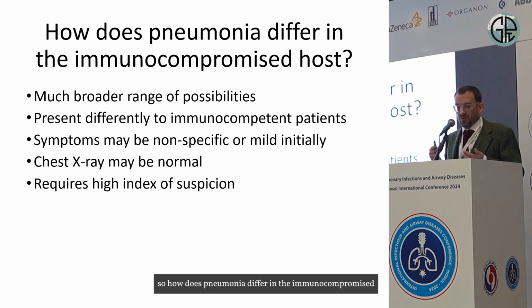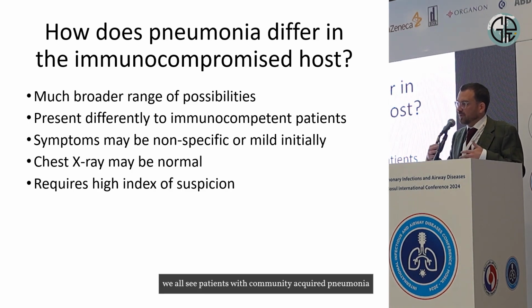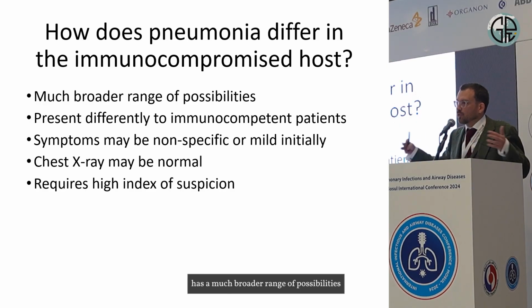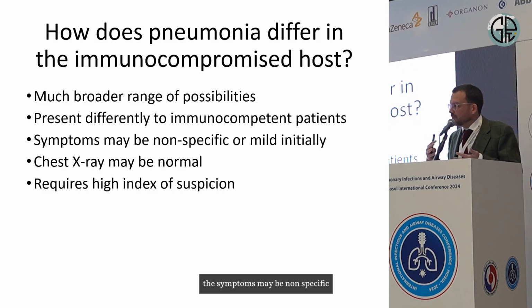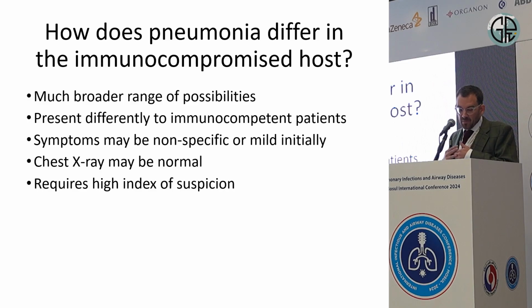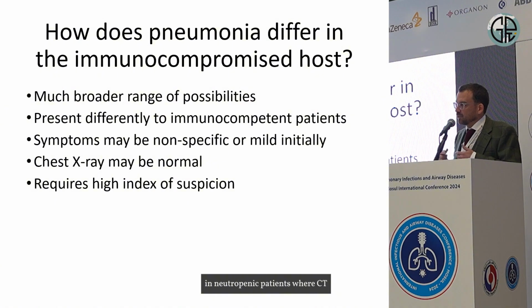So how does pneumonia differ in the immunocompromised host? Well, I think first of all, we all see patients with community-acquired pneumonia, but pneumonia in the immunocompromised patient has a much broader range of possibilities, and it presents a bit differently from those with a competent immune system. The symptoms may be non-specific, and they may appear relatively well initially, progressing to fulminant infection. The chest X-ray may be normal, and this is particularly in the case of neutropenic patients where CT scan really is a critical investigation as part of the diagnostic workup.